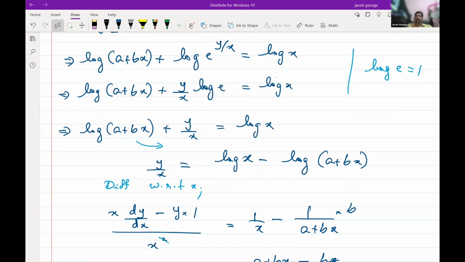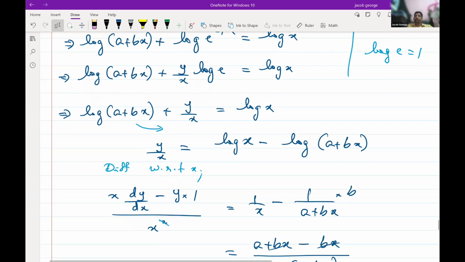Then differentiate with respect to x, left hand side by quotient rule. Denominator x into derivative of y with respect to x is dy by dx minus y into 1, whole divided by square of x square, equal to right hand side: derivative of log x is 1 by x, minus derivative of log a plus bx, which is 1 by a plus bx into b.